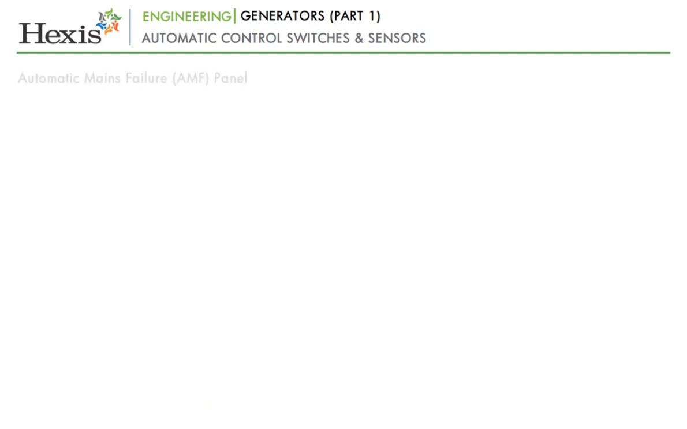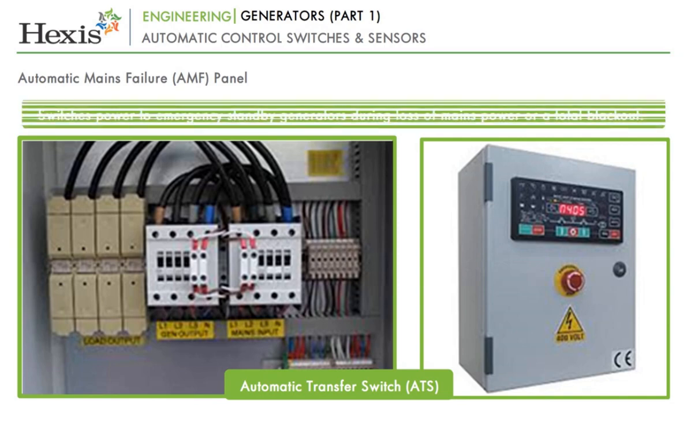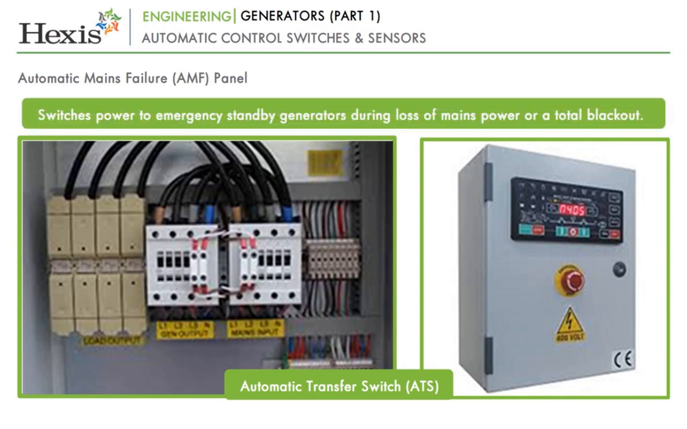Next, we will take a look at the automatic mains failure, that is AMF panel, also referred to as automatic transfer switch, that is ATS. Automatic mains failure, that is AMF panel, also known as automatic transfer switch, that is ATS, helps switch the power to emergency standby generators in case of significant loss of mains power or a total blackout.